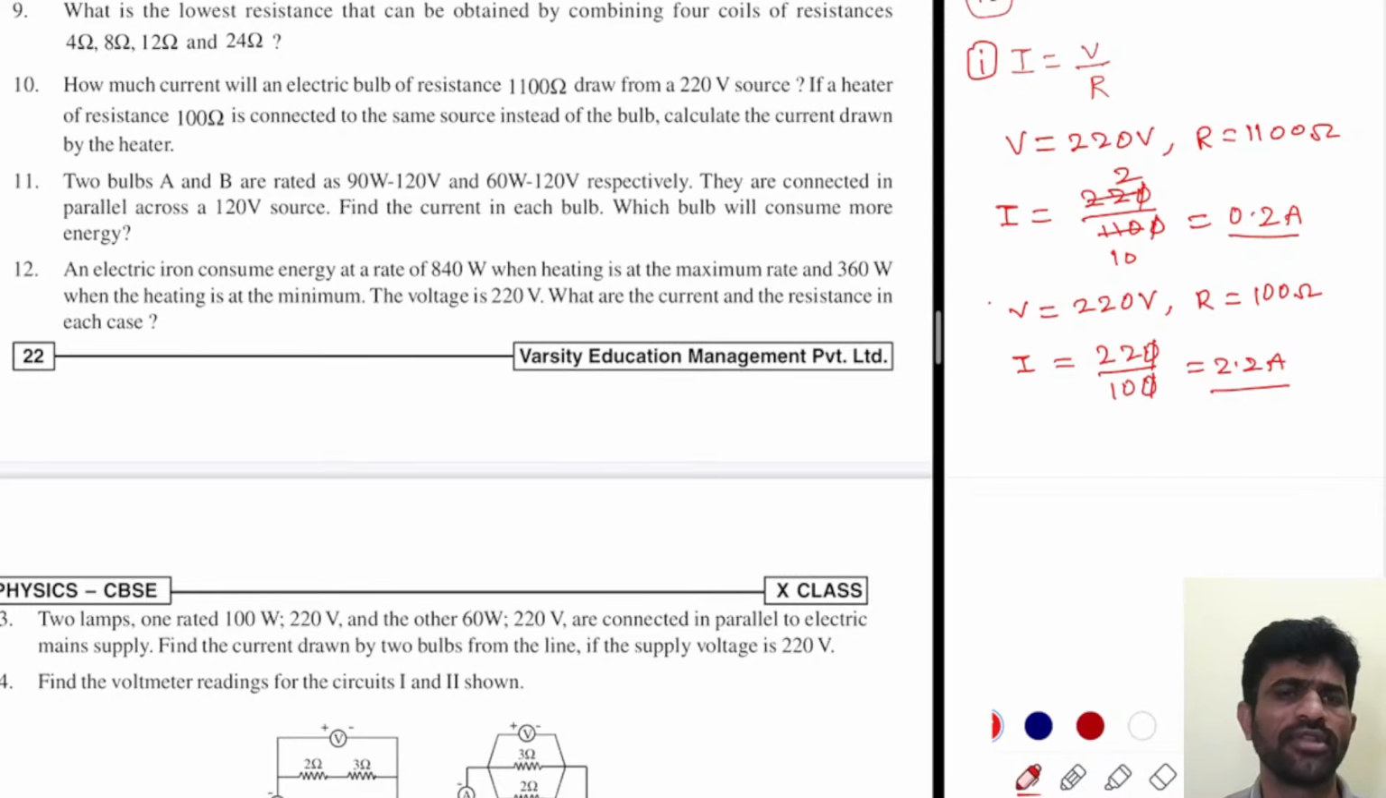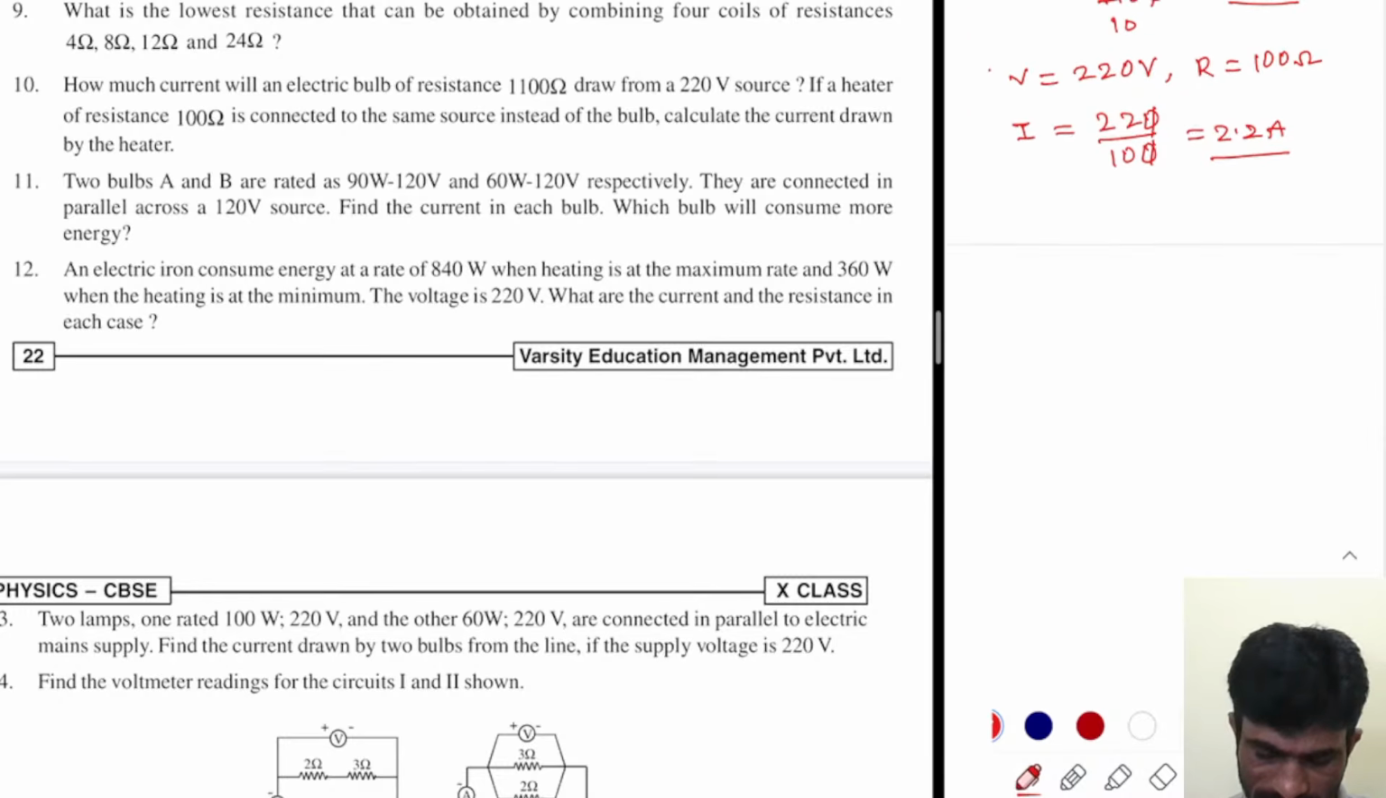An electric bulb of resistance 1100 ohms draws from a 220 volt source. If a heater of resistance 100 ohms is connected to the same source instead of the bulb, calculate the current drawn by the heater. The current drawn by the heater is 2.2 amperes. Current drawn by the bulb is 0.2 amperes. Is it clear? Shall we go to the next one now? Question number 10 is done.